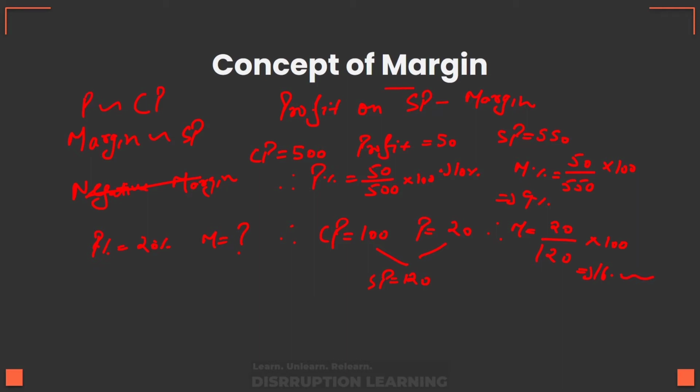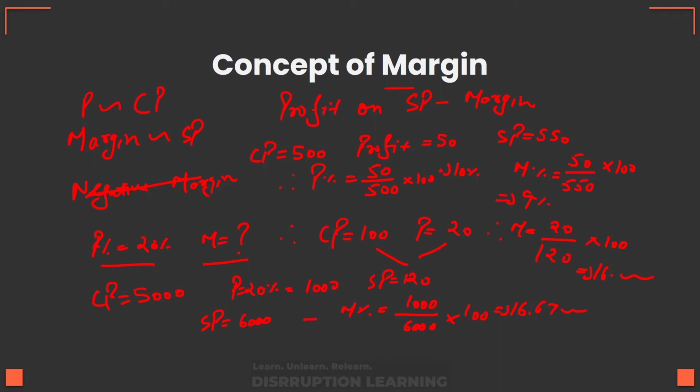Now, even in the same transaction, where profit is 20% and margin is not known, I can take the CP as 5,000, right? It is independent. If you have profit percentage and if you want to calculate margin percentage, it is independent of what CP or what SP you have, right? So if CP is 5,000, profit is 20%, which is 1,000, right? So SP would be 6,000, and again your margin percentage would be 1,000 by 6,000 into 100, which is again 16.67%, right? I hope that is clear to everyone.